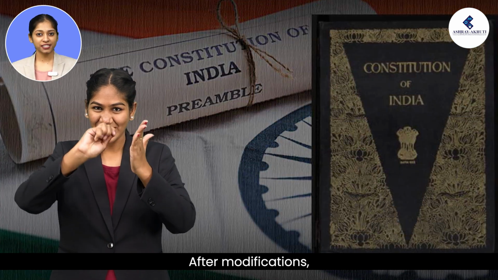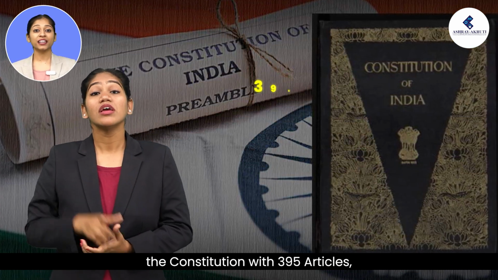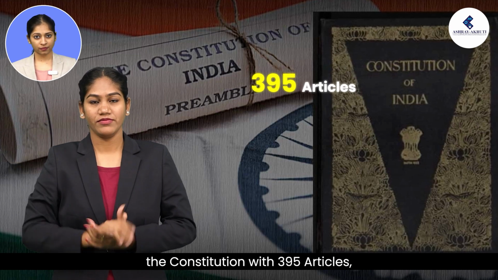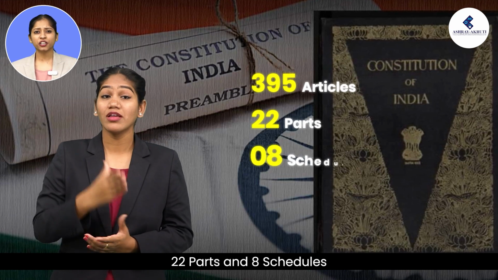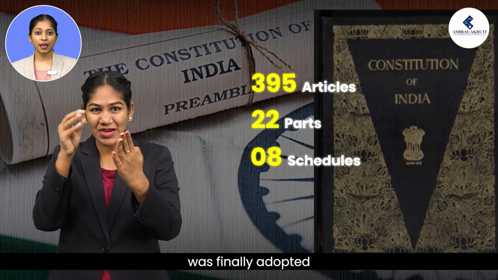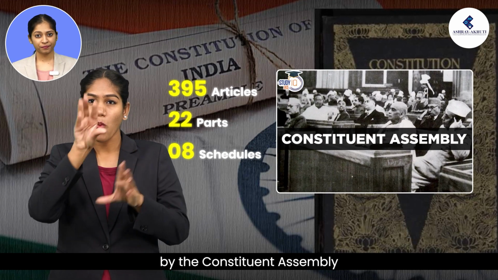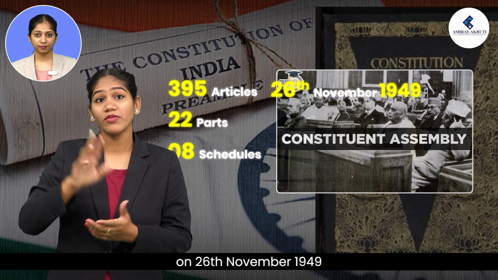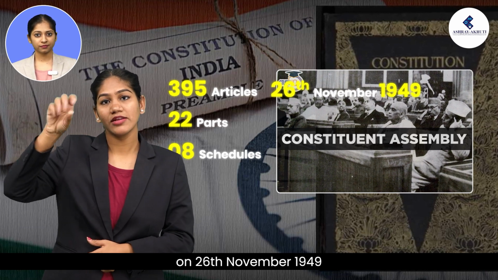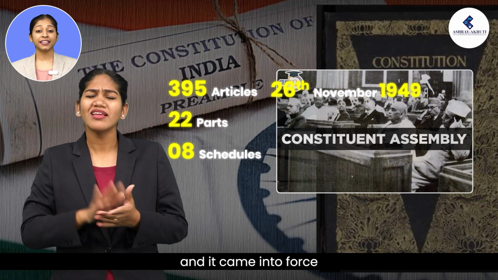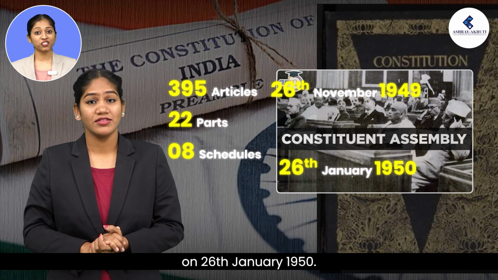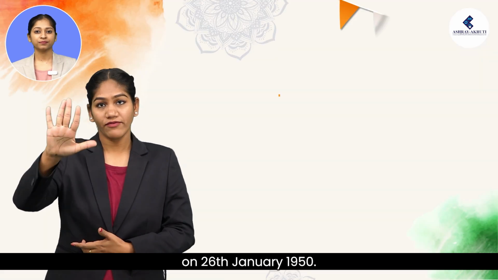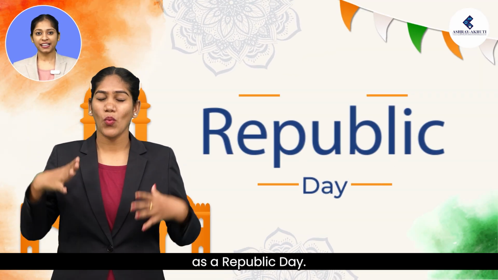After modifications, the Constitution with 395 articles, 22 parts, and 8 schedules was finally adopted by the Constituent Assembly on 26 November 1949, and it came into force on 26 January 1950. We celebrate it as Republic Day.